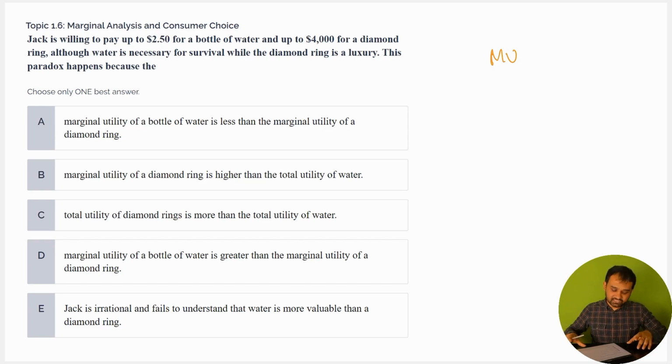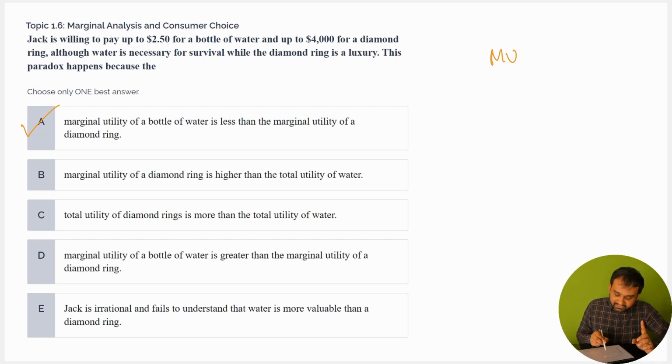Now, so armed with that knowledge, let's go through the options. Marginal utility of a bottle of water is less than the marginal utility of a diamond ring. That is the answer because the price you're willing to pay is dependent completely on our marginal utility from it.